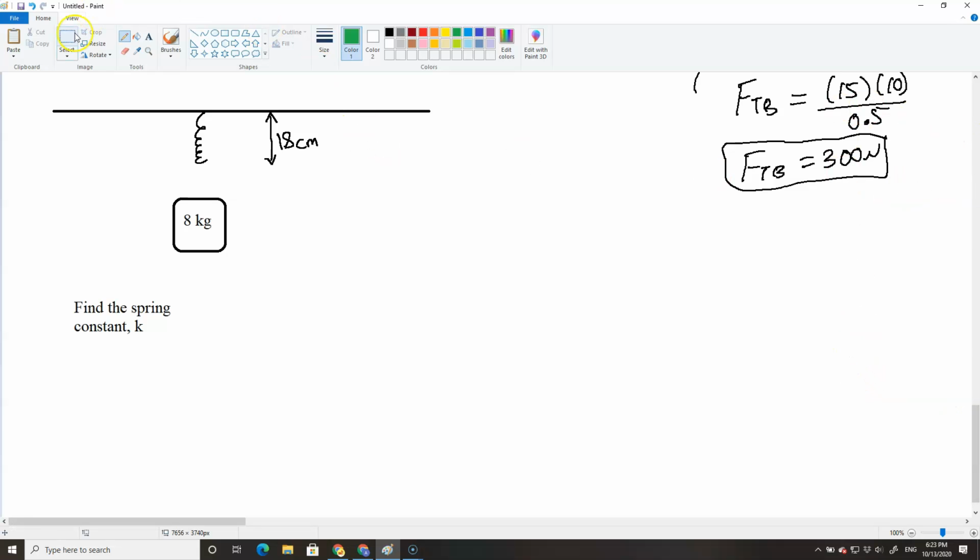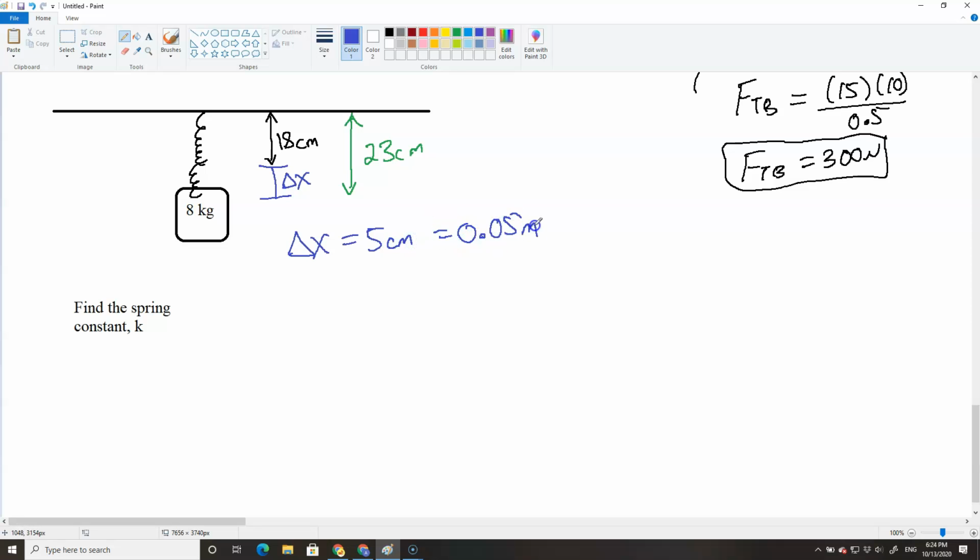So in this example, let's say I have an 8-kilogram block and I have a spring hanging from the ceiling. The spring is stretched 18 centimeters. I put the block on. As a result, by attaching the block, the spring will stretch even further, and now the spring has stretched a total of 23 centimeters. So what I care about is the displacement. Delta x would be 5 centimeters or 0.05 meters. The original 18 centimeters is not accounted for in the displacement. We don't use the 23 centimeters. We would only use how far it's stretched, which is 5.